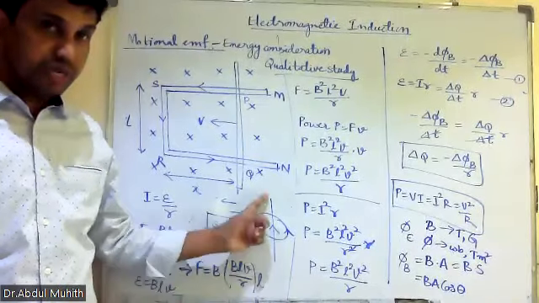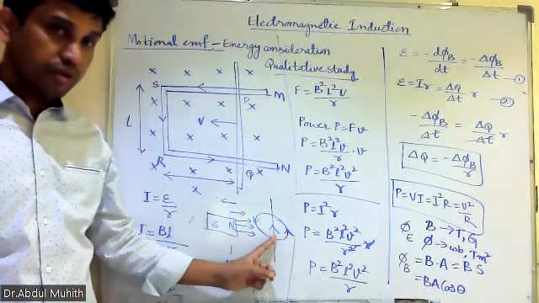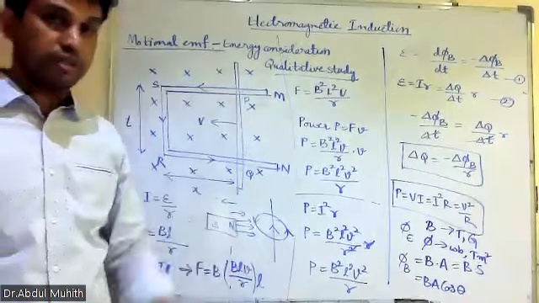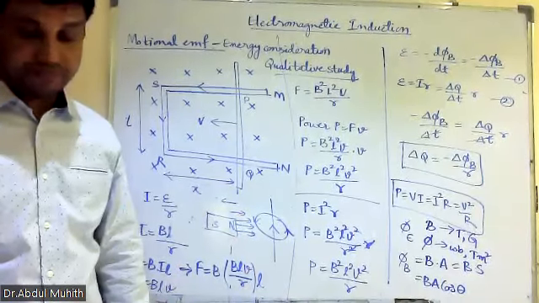Suppose there was no current in the wire. Because of the changing magnetic field, current got induced. And when the current got induced, around it there is a magnetic field. That magnetic field and this magnetic field repel each other. Got it? Is that clear?